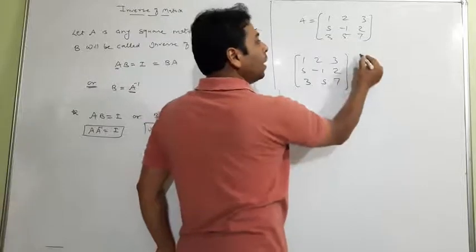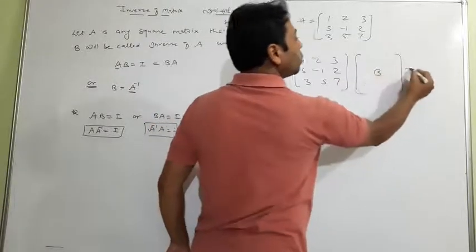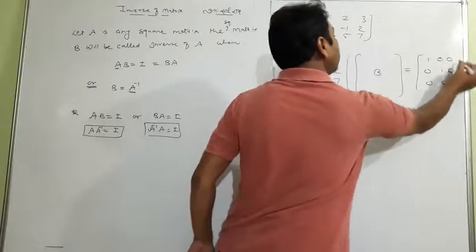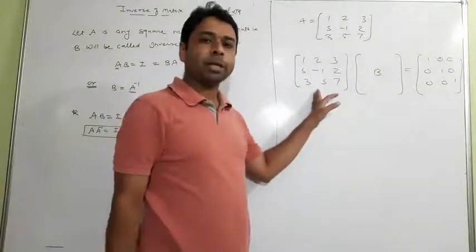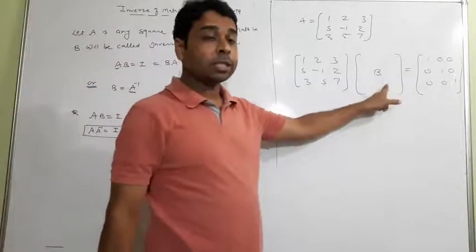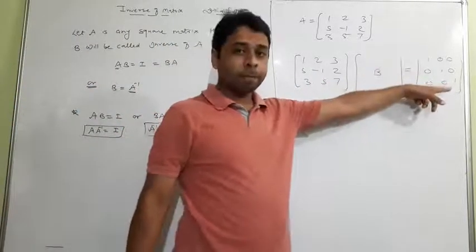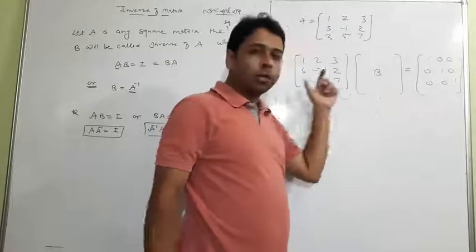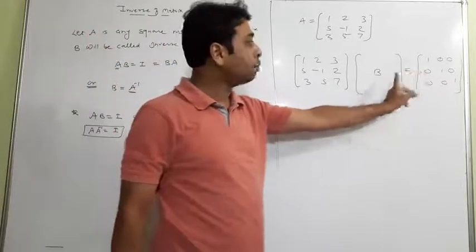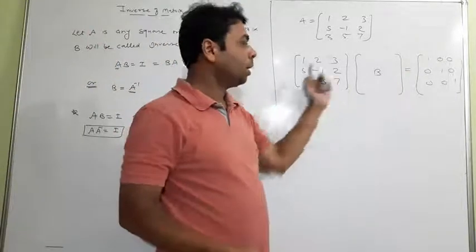It is your duty to find such a matrix B so that your answer should be I. Initially it may come to your mind that matrix A is given, and you have to find B such that the multiplication is I. So according to the definition of the inverse, you will first think that B is your answer. B is what? The inverse of A.